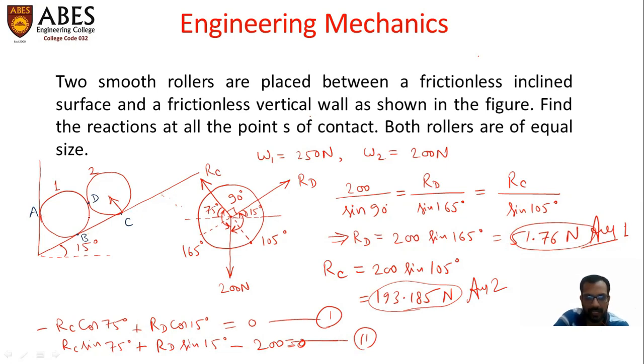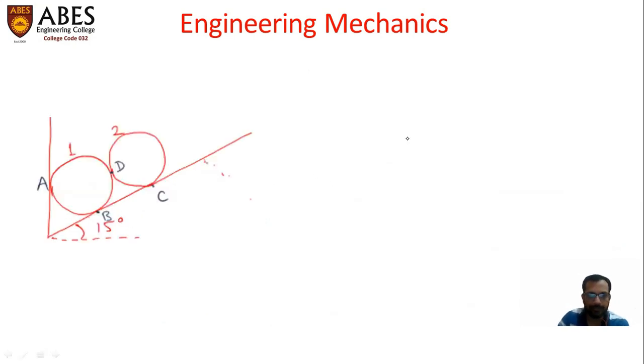So let's draw the free body diagram of this first roller now, roller number 1. So this is the first roller. The reaction from point A will act in the horizontal direction because the wall is vertical, therefore the reaction will be horizontal. So I'm going to show this reaction at the center of the roller, just for the ease of understanding. So this is RA, which is actually unknown right now.